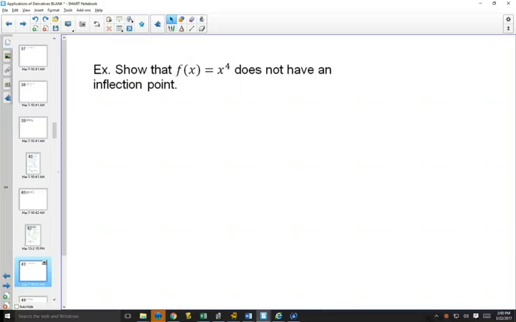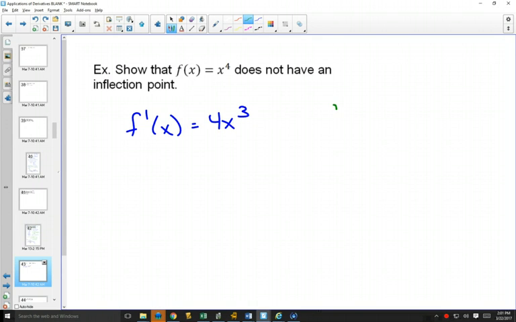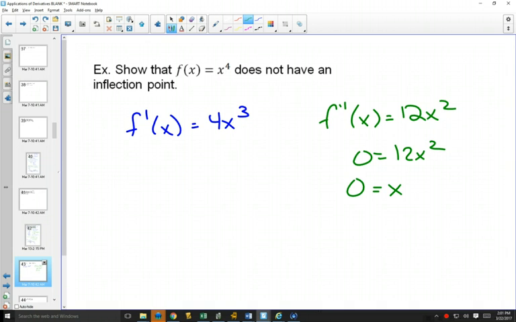And our last graph, we're going to show in this graph that even though we can get the second derivative to equal 0, this graph doesn't have an inflection point. So first of all, if I was looking at my first derivative, I would get 4x cubed. If I was looking at my second derivative, I would get 12x squared. If I put it equal to 0, it appears that there might be an inflection point at x equals 0.